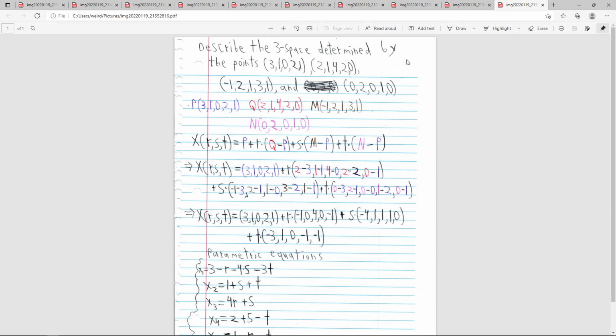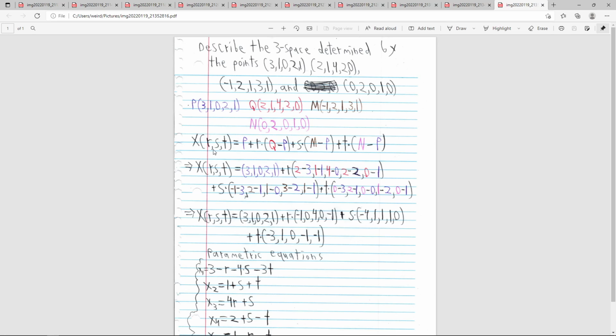So, describe the affine space determined by the points 3, 1, 0, 2, 1; 2, 1, 4, 2, 0; -1, 2, 1, 3, 1; and 0, 2, 0, 1, 0. So each of these gets labeled a letter: P, Q, M, and N. That's why I labeled them. So four letters.